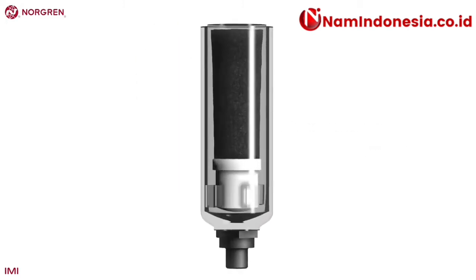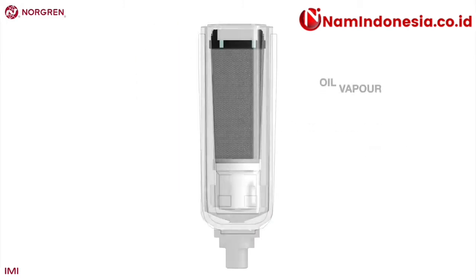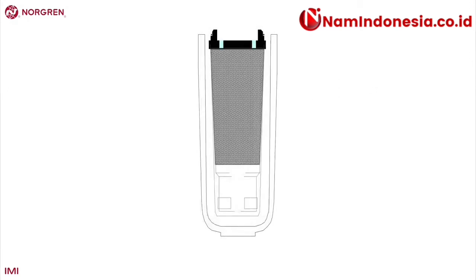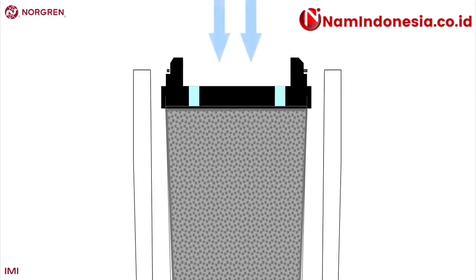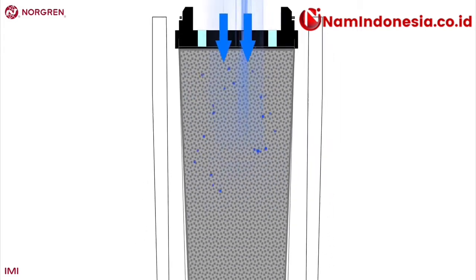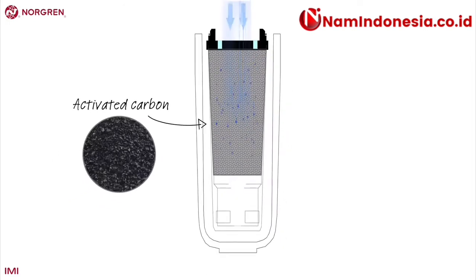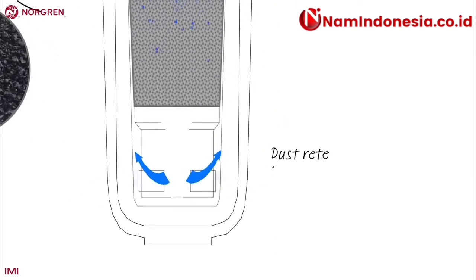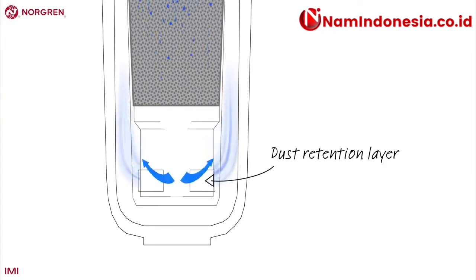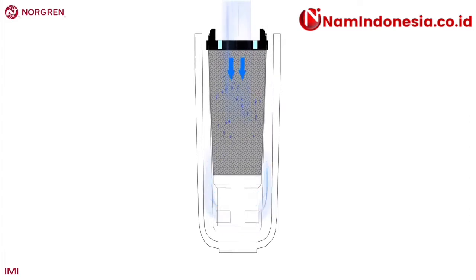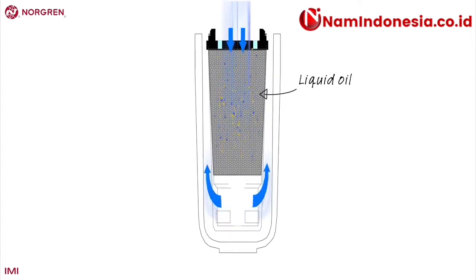An oil vapor removal filter uses activated carbon to extract oil vapor and odors from air. In a similar way to the coalescing filter, air is forced through an element, but this time the element is made of activated carbon that captures the oil particles at a molecular level. Once through the carbon, the air passes through a dust retention layer before exiting. There is no drain required, as no liquid will collect.